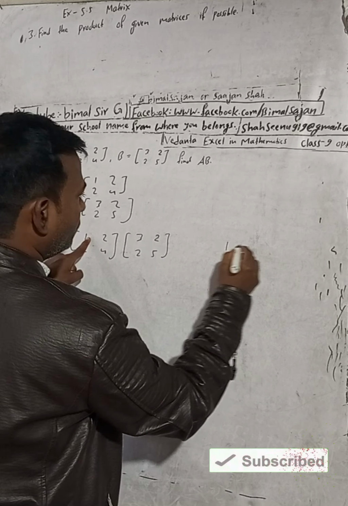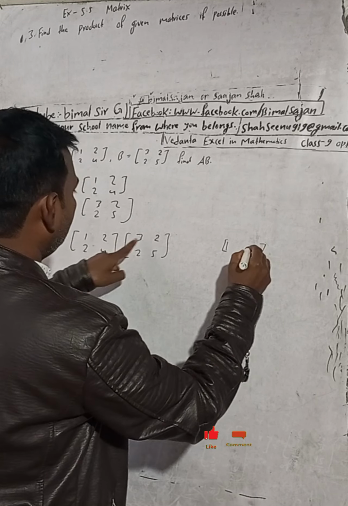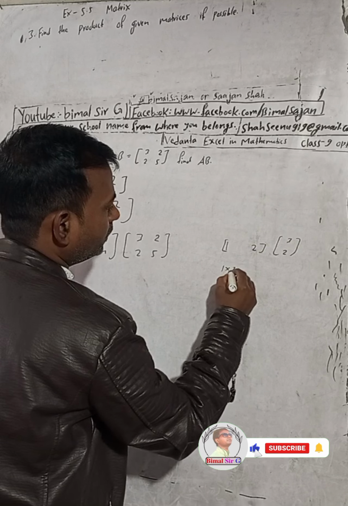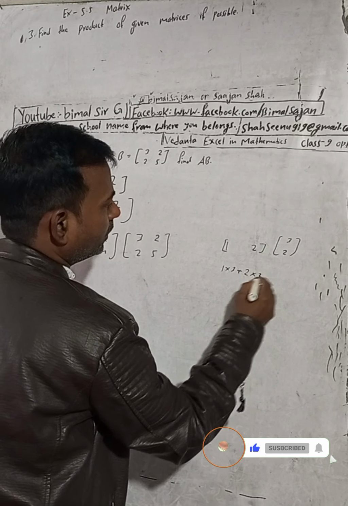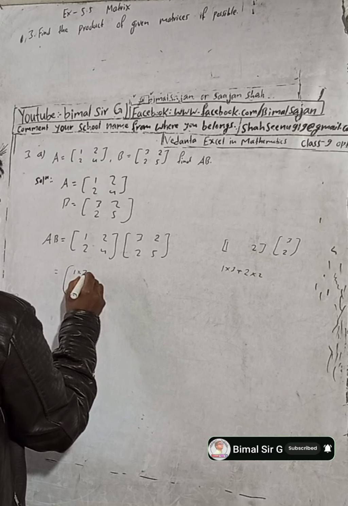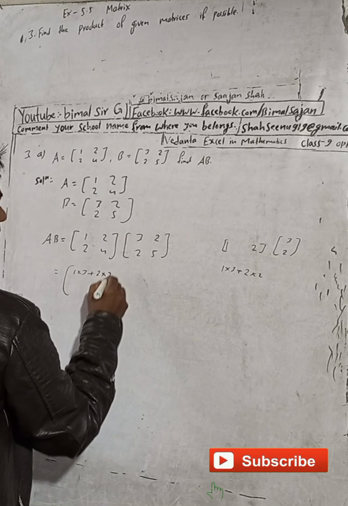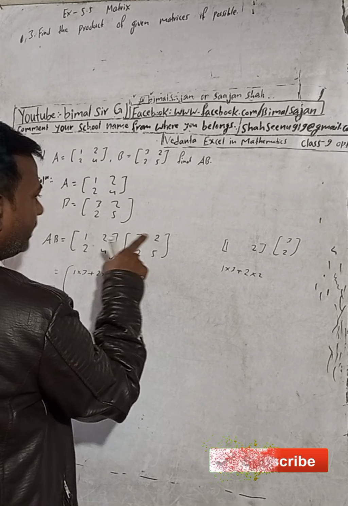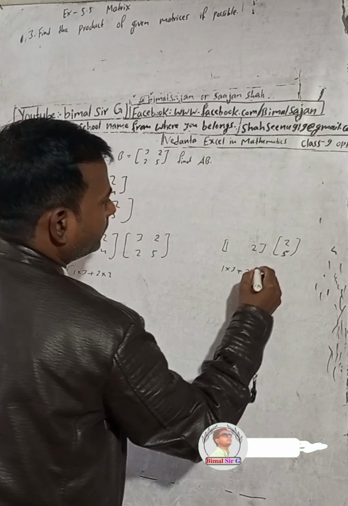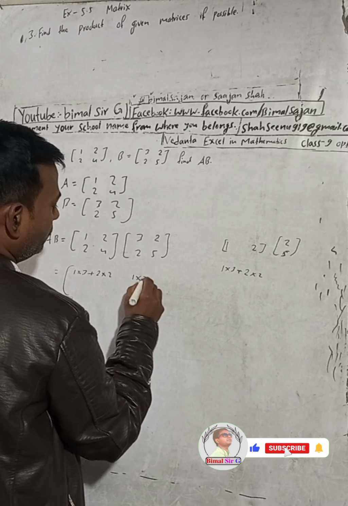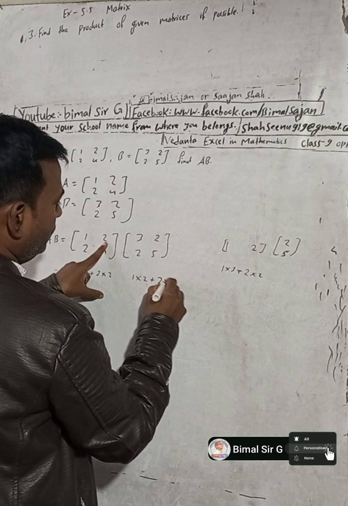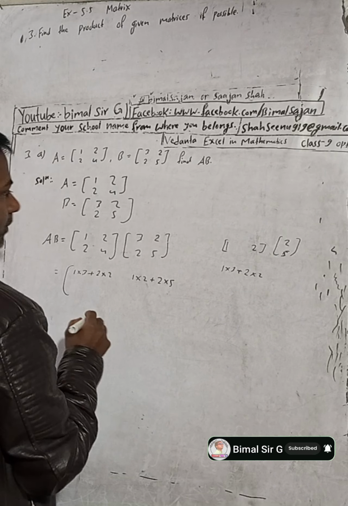So there is this 1, 2, and then this 3, 2. We will multiply 1 into 3 plus 2 into 2. This is the format here. So we can now write 1 into 3 plus 2 into 2. Again, after multiplying this, now we have to multiply with 2, 5. So what will be here? 1 into 2 plus 2 into 5.